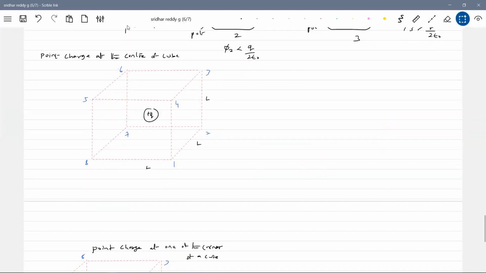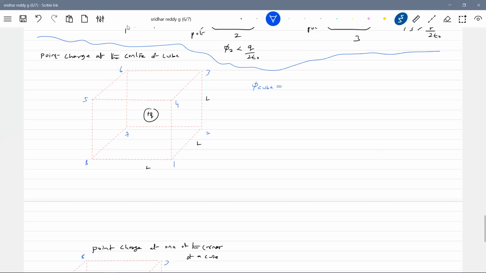Okay, look at this diagram. What is the net flux through the cube? Q by epsilon naught, am I right? Because what is the net charge enclosed by the cube? Point charge Q kept at the center. If it is not at the center, then also it will be Q by epsilon naught. For simplification, I kept the charge at the center of the cube. Q by epsilon naught, that's what we got.